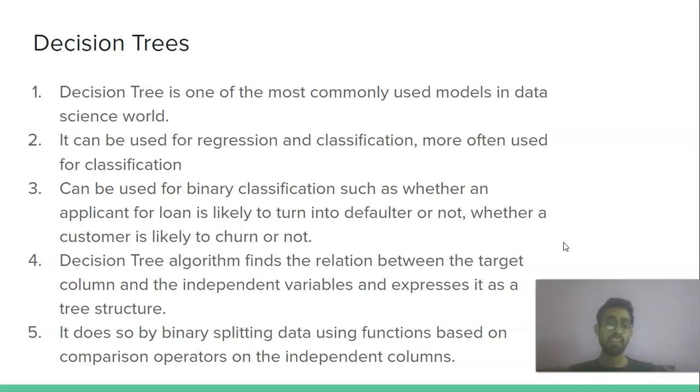A decision tree, like all algorithms, tries to find the relation between independent variables and dependent variables, but a decision tree does that by expressing them in terms of a tree structure. You might have also come across binary trees in DSA, right? So you'll find a similar structure over here as well. So how does it perform? I'll give you a short example.